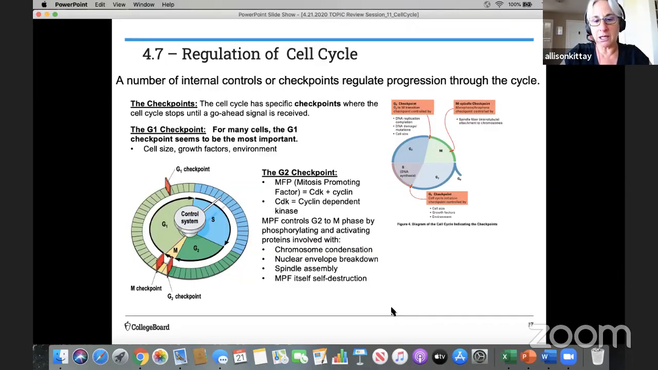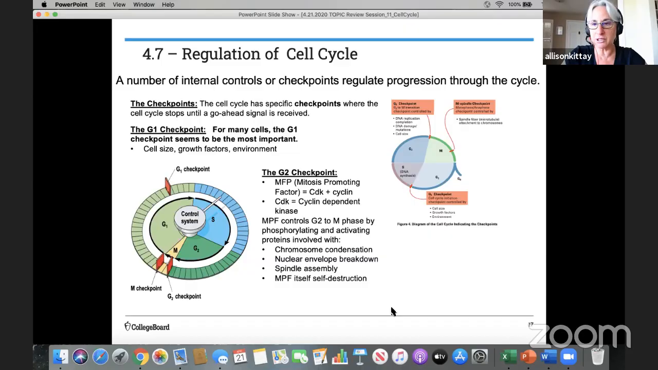And in a later slide, I'm going to show you the relationship in terms of what's going on in the concentrations of CDKs, the cyclin-dependent kinases, and the cyclin proteins, because they are related. When they join together, they create this mitosis promoting factor, or MPF for short. And it controls the movement of G2 into mitosis. And the way it does that is by phosphorylating and activating proteins that are involved with 4 different aspects.